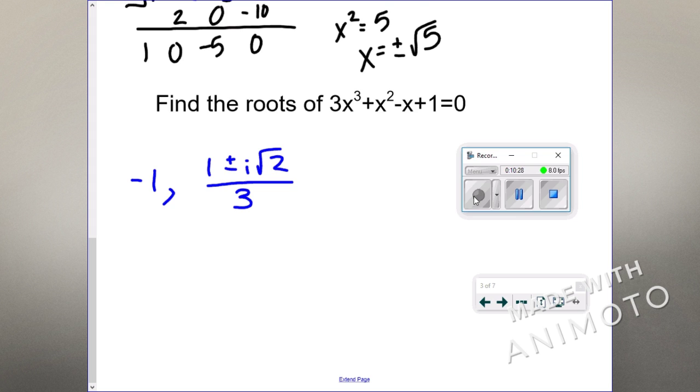Okay, that is what you should have gotten after you use the rational root theorem and then synthetic division to divide everything, or even long division, and then use the quadratic formula to solve. You should have gotten 1 plus or minus i square root of 2 over 3. All right, perfect. Now, if you did not get that, make sure you ask questions. We'll talk about it in class.